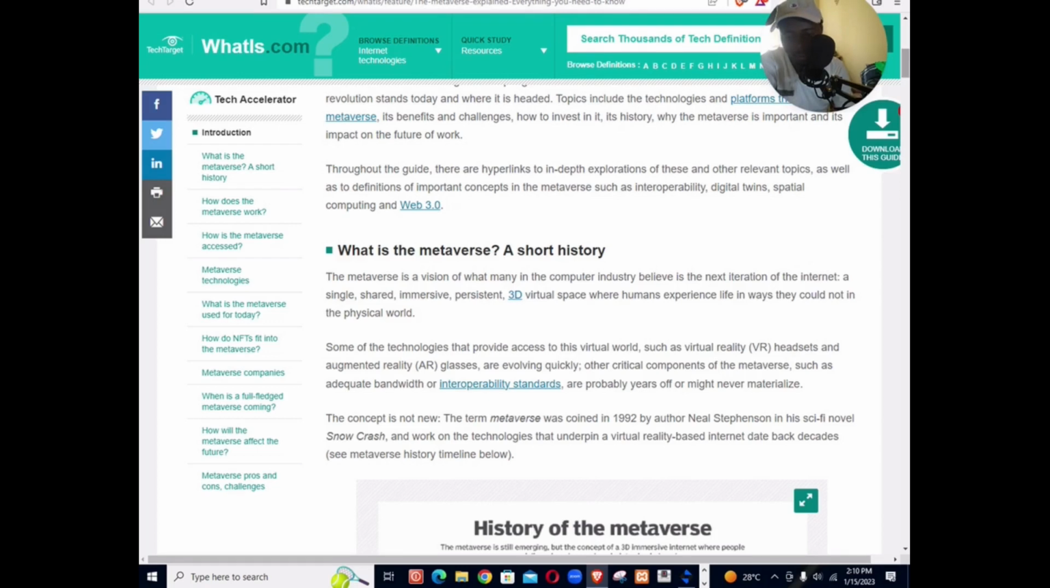Metaverse is considered the next big thing of the internet, and some technologies that are forming the basis of this metaverse are virtual reality headsets and virtual reality or augmented reality glasses. Other elements which are critical to metaverse are interoperability standards. So these are the major things as far as whatis.com is concerned. Whatis.com is the page I'm using as a reference to explain to you what a metaverse is.